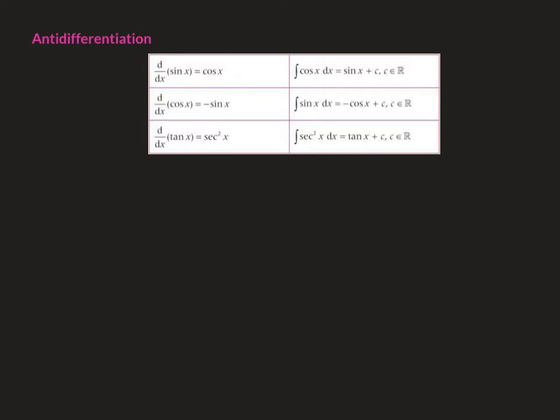For example, we know that the antiderivative of cosine is going to be sine because the derivative of sine is cosine. And we know that the antiderivative of sine is going to be minus cosine because the derivative of cosine was minus sine. And similarly with tangent. The derivative of tangent was secant squared, meaning the antiderivative of secant squared is going to be tangent x. Of course, we cannot forget that each of these functions is going to have a plus c, where c is a constant value and it's a real number.